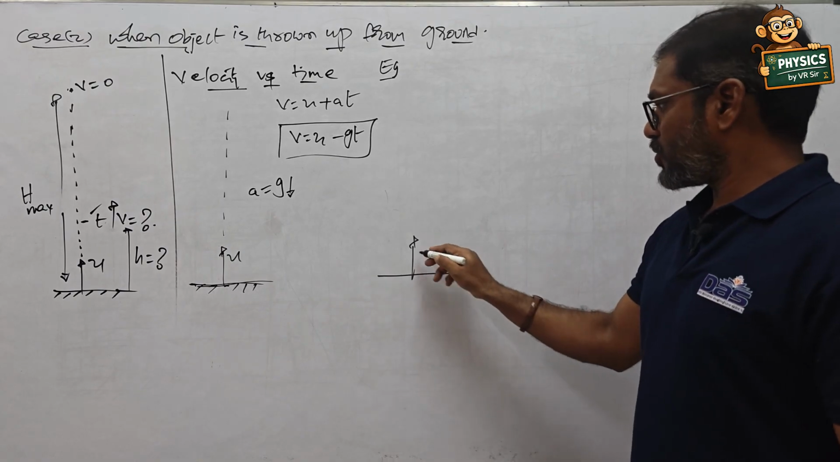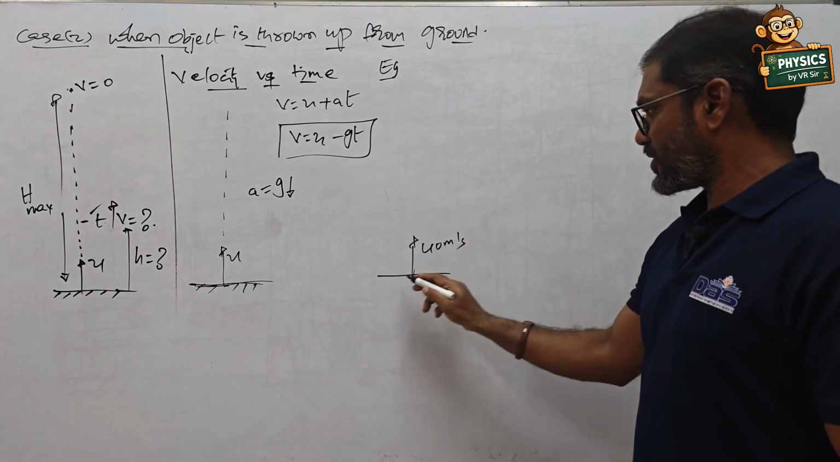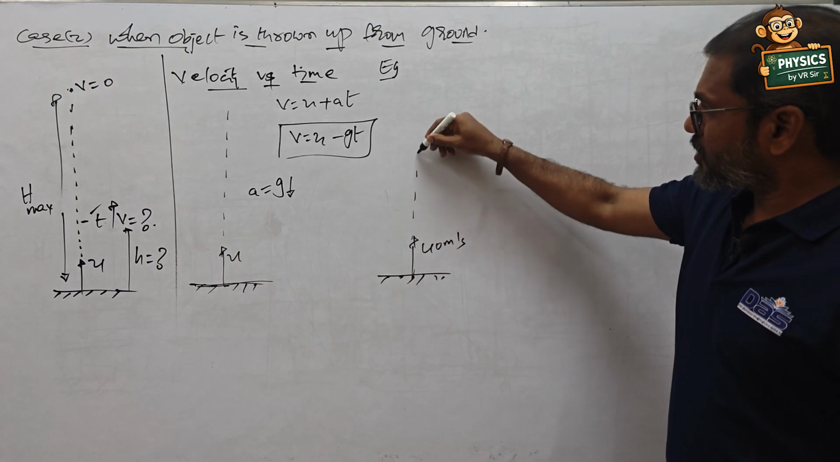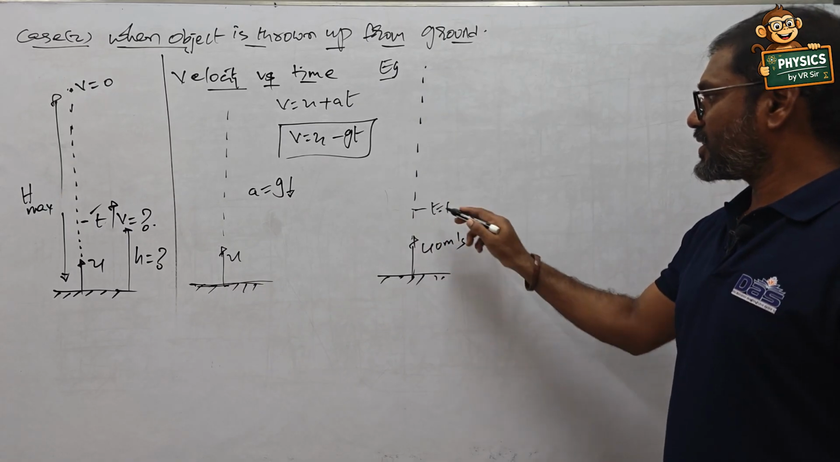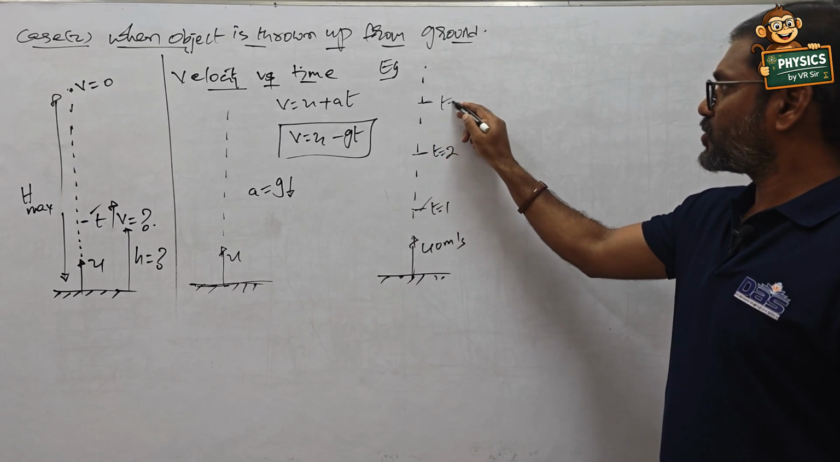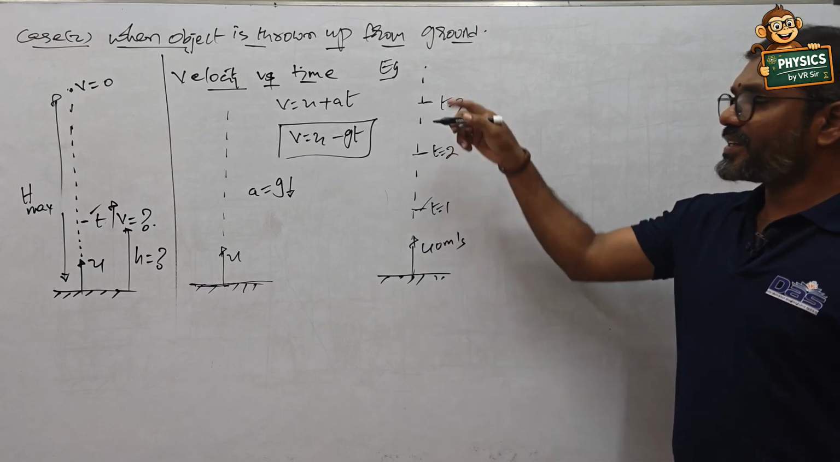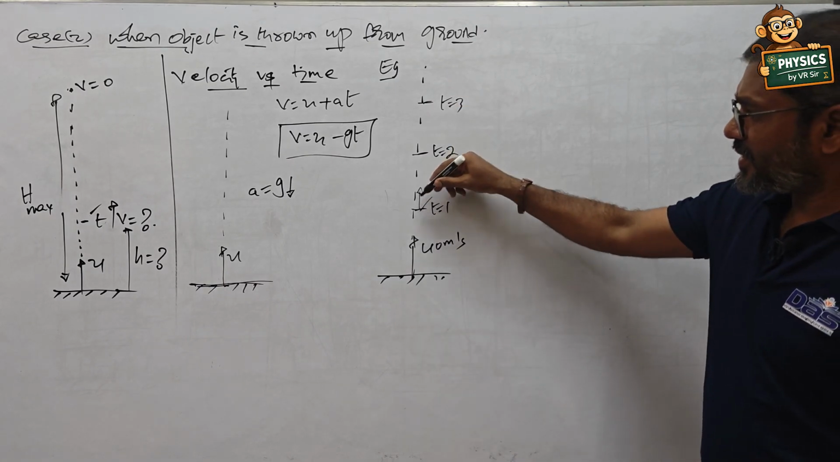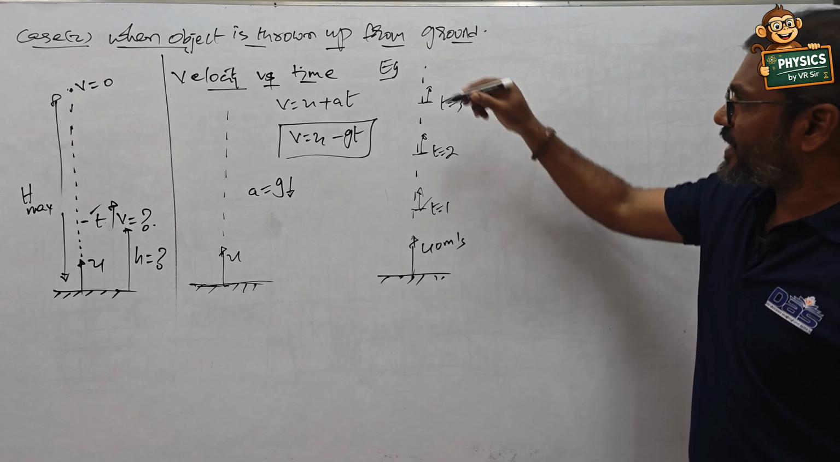The object is thrown up with velocity 40 meters per second from the ground. As it goes up, what is the velocity at t equivalent to 1 second? What is the velocity at t equivalent to 2 seconds? And what is the velocity at t equivalent to 3 seconds?